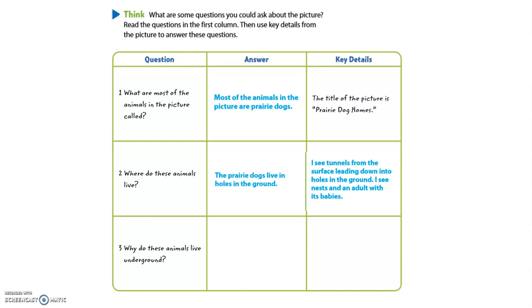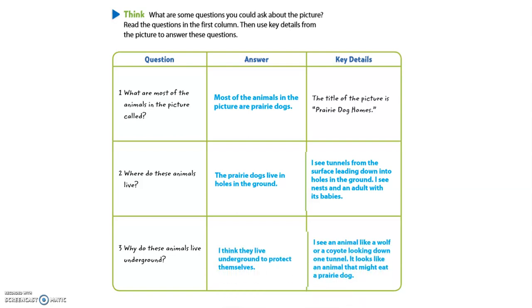Another question could be, why do these animals live underground? If you said that you think they live underground to protect themselves, you would be correct. A key detail was, I see an animal like a wolf or a coyote looking down into one tunnel. It looks like that animal might eat a prairie dog. Good job.